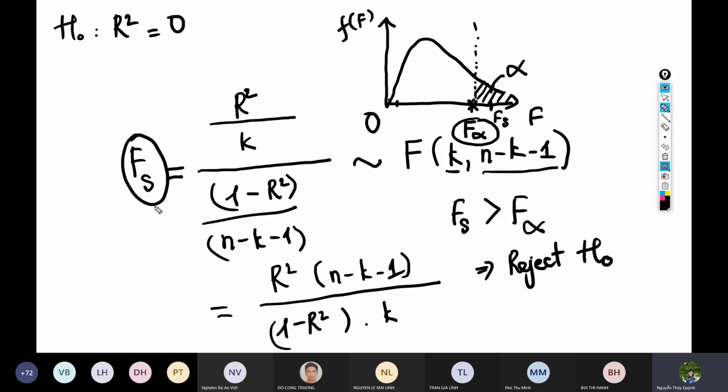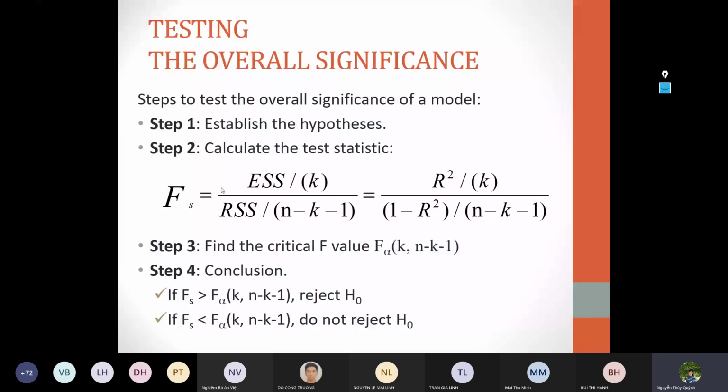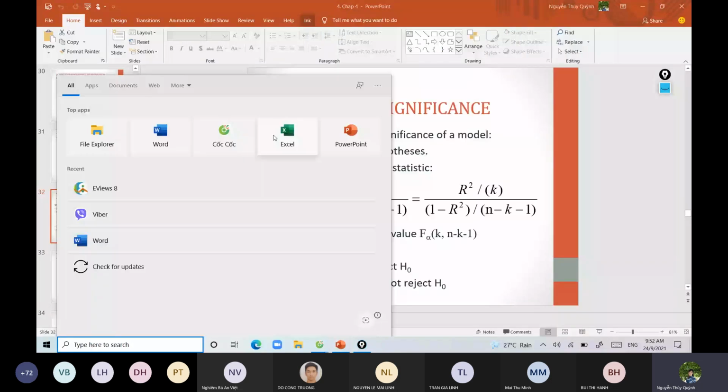So in step 2 we calculate the test statistic. In step 3, you will find the critical value of F. In order to find the critical value of F, you can use the F distribution table at the appendix of the book, or you can also use Excel. To use Excel to find the critical value of F, you can use a function like this.